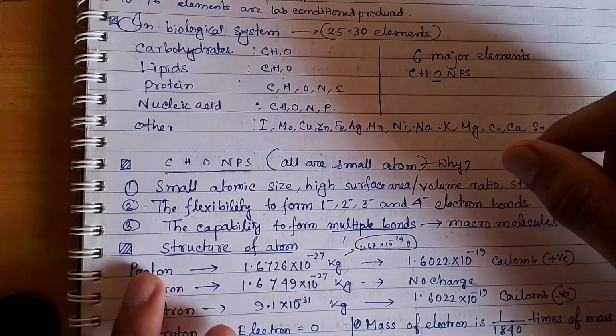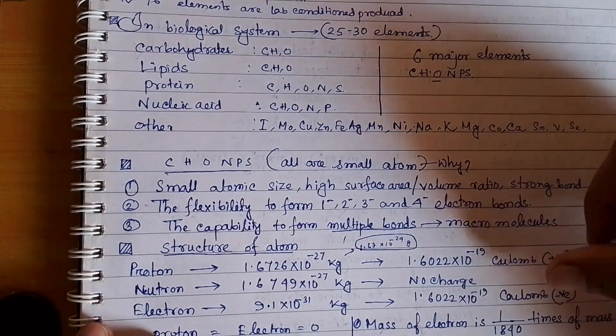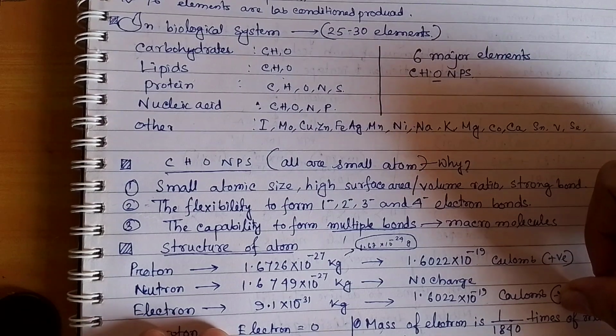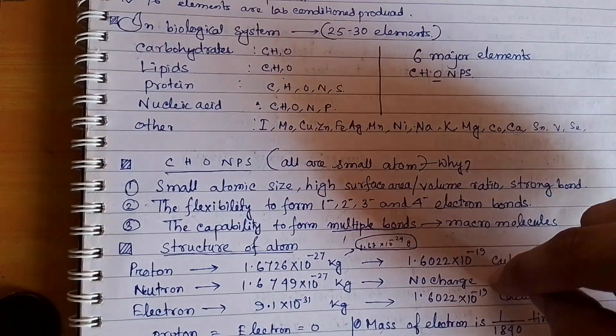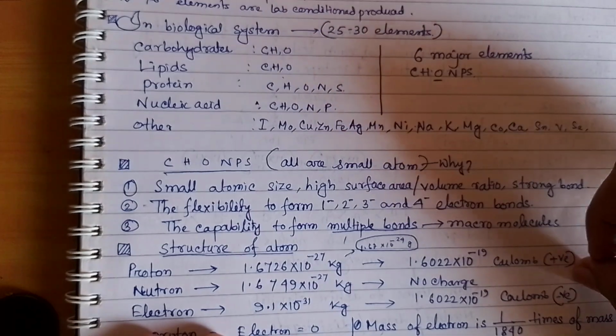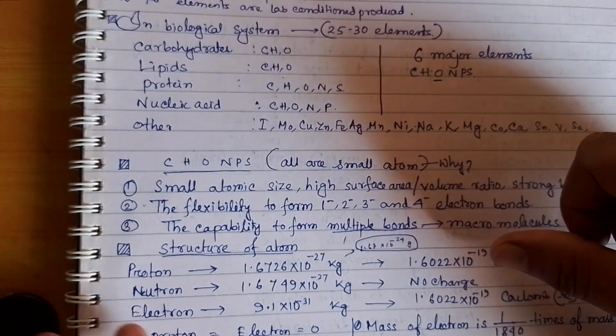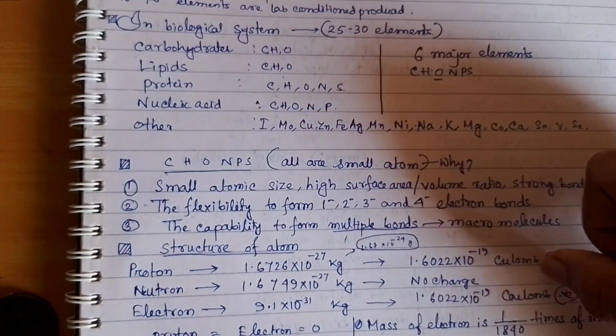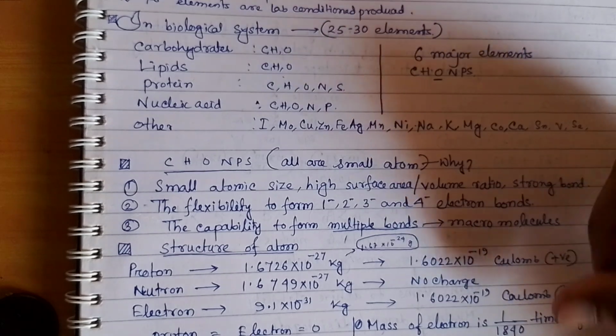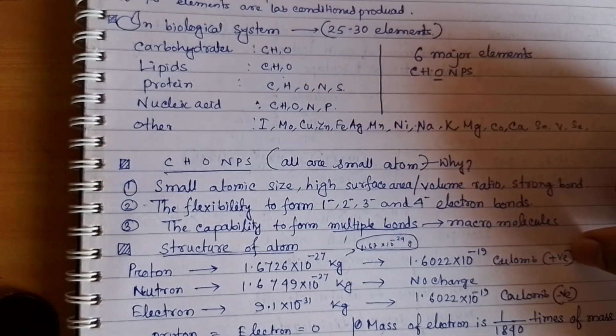Along with this positive charge, there is the negative charge, the electron, and the neutron. Neutron has no charge and electron has a negative charge, similar in magnitude to the proton, 1.60 into 10 to the power minus 19 coulomb. So these are the negative charges and these are the positive charges.